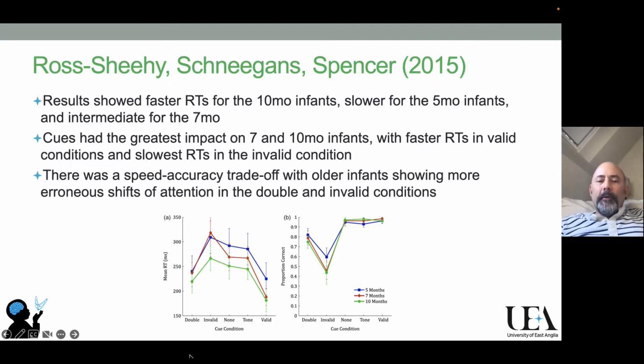And if you consider the reaction time data together with the accuracy data, you can see that there's a speed accuracy trade-off with older infants. They showed more erroneous shifts of attention in the double and invalid conditions. So in these conditions, for example, the 10-month-olds were relatively fast in the invalid condition relative to the other ages, but that came at the cost of pretty inaccurate responses.